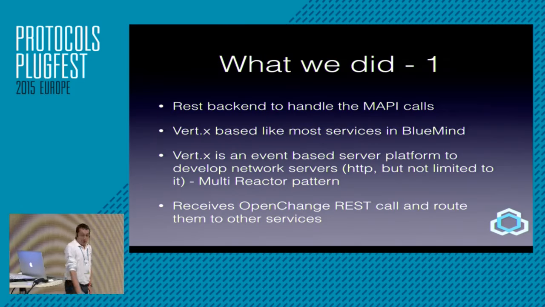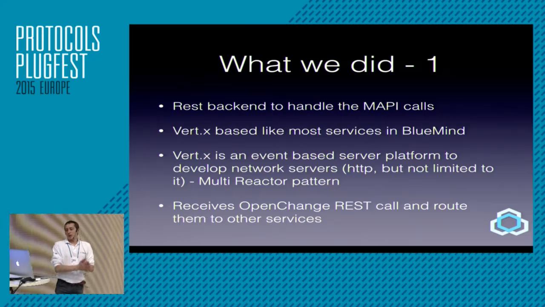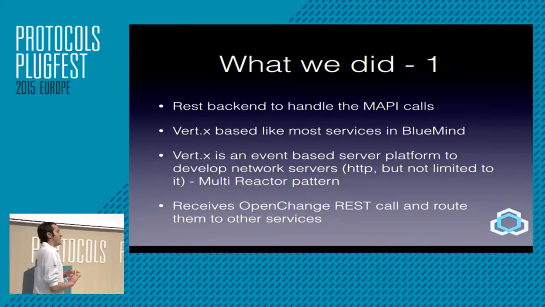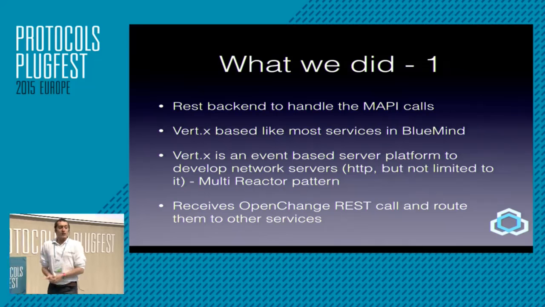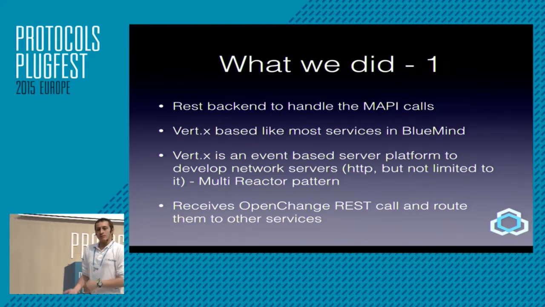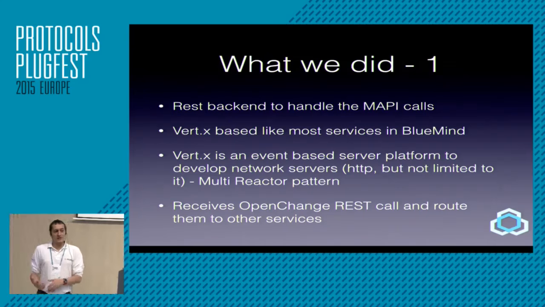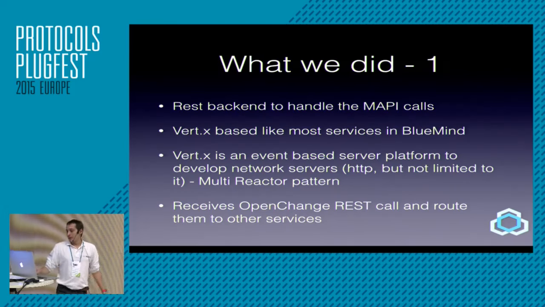So what we did, we wrote a REST backend to handle all the Mapi calls done to us by OpenChange. This is based on Vert.x, which is a server platform that originated at VMware. It is now developed at Red Hat. It's pretty similar to Node.js, but for Java. And this receives all the OpenChange REST calls and routes them to all our other services, be it for mail requests, contact requests, or calendar requests.